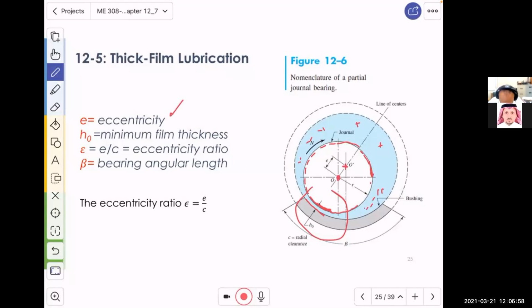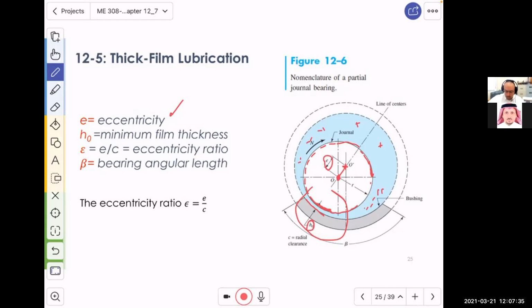The difference between the two centers, which is, by the way, inclined, is e, the eccentricity. The minimum thickness is h0. The ratio e divided by c is called the eccentricity ratio. And beta is the bearing angular length.